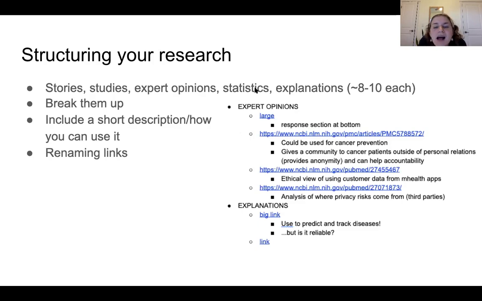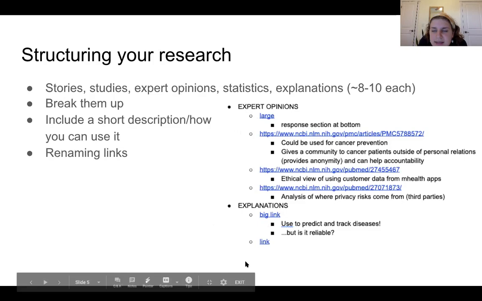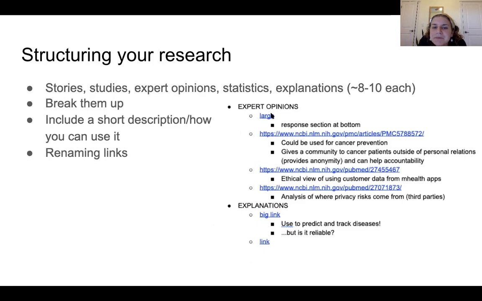And the way I structure this is I'll get a big Google Doc and I break them up. So I'll do expert opinions, explanations, statistics as big headers. And then I put all of my sources below, and I'll do a short description of how I can use it. Or if there's something very specific in it that I need, like a statistic, then I'll put the statistic underneath it, because then I don't need to go back and read through it and find what I wanted or why I saved it. It's just there so I can copy and paste it later.